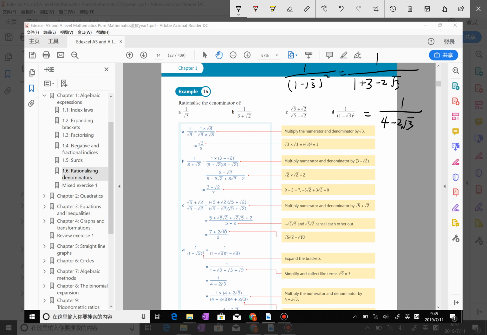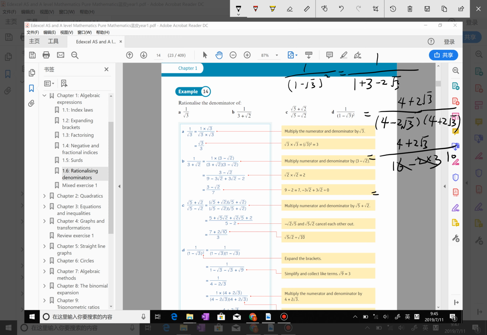And then how to make the denominator a rational number? We can multiply by 4 plus 2 times square root 3, over 4 plus 2 square root 3. So the final answer should be 16 minus 2 times 3, over 4 plus 2 square root 3. And then 16 minus 6, which is 10.